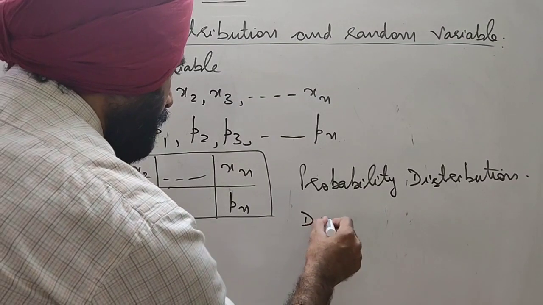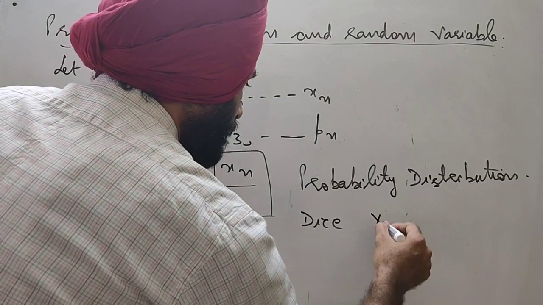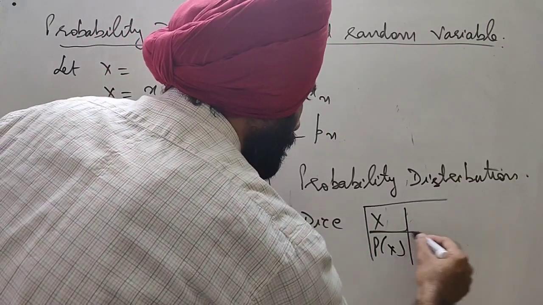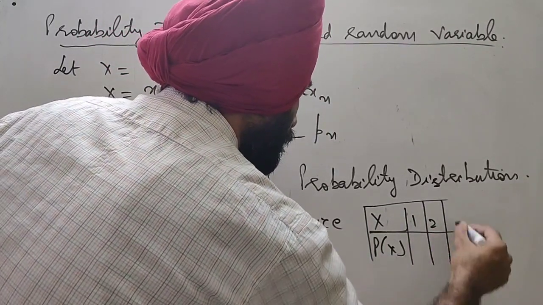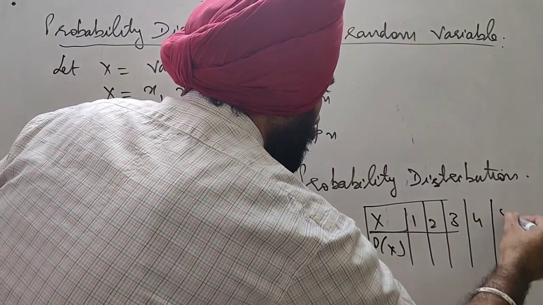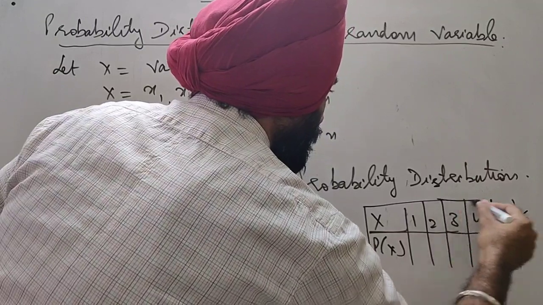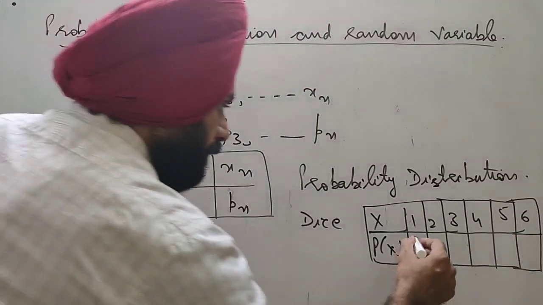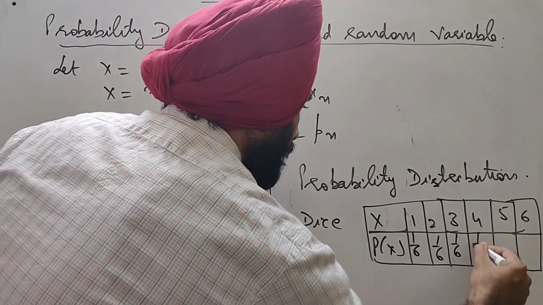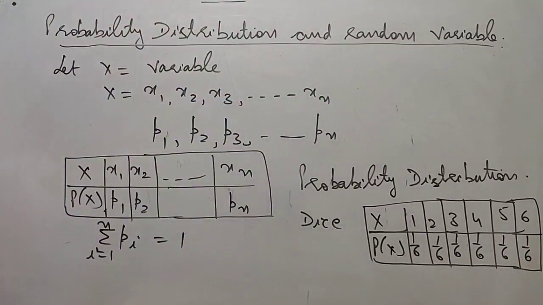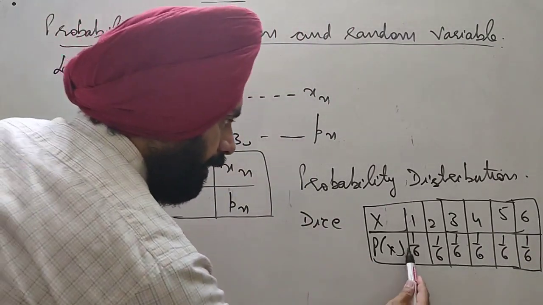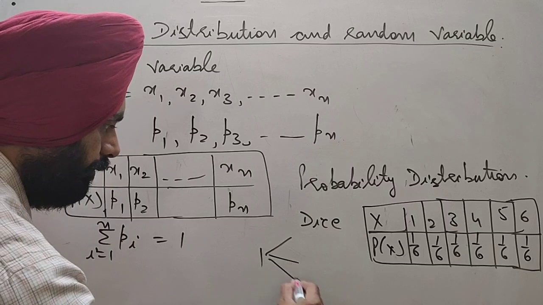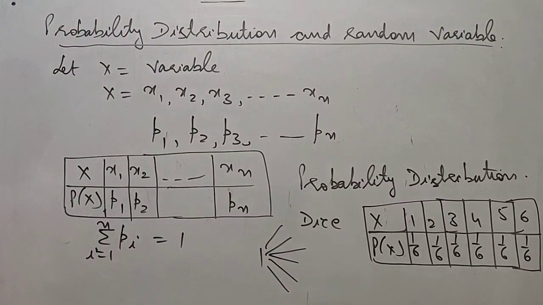Suppose that in case of a dice we have capital X equal to the number on the dice, and we know that there are 6 numbers on the dice: 1, 2, 3, 4, 5 and 6. And now the probability of each of these numbers coming on the dice is 1 by 6, again 1 by 6, all are equal. This is the distribution of the probability in case of a dice, and you can see that the sum of these probabilities is clearly 1, and we have distributed 1 into 6 parts whose probability is 1 by 6, 1 by 6 and 1 by 6.